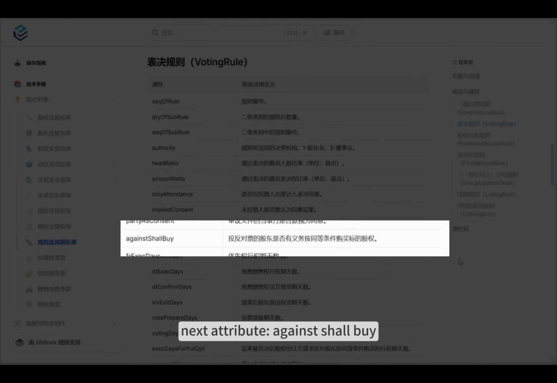Next attribute, against shall buy. This means, if a right holder votes against a proposal, are they required to purchase the target shares on the same terms? If you choose true, the opposing party is obligated to purchase on the same terms. If you choose false, they have no such obligation. In the private equity and venture capital space, this is typically set to false, meaning that even though I may oppose a transaction, I am not required to buy the shares.